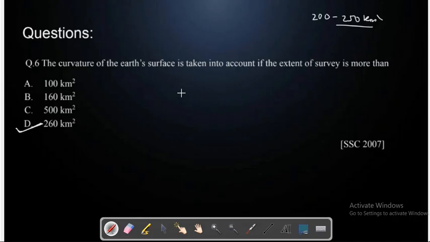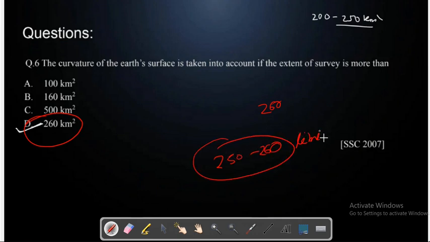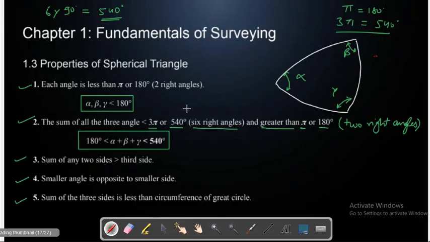Next, the curvature of the arc surface is taken into account if the extent of survey is more than... sometimes the value will be given as 260 also. So near about 250 to 260 square kilometer will be the limit of plane survey. Since the 250 option is not there in this question, the correct answer will be 260 kilometer square.